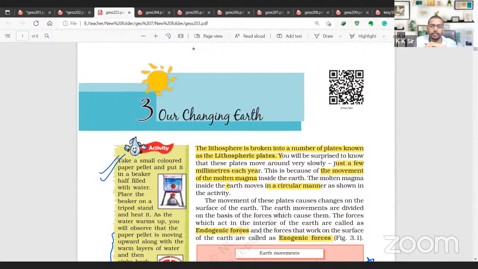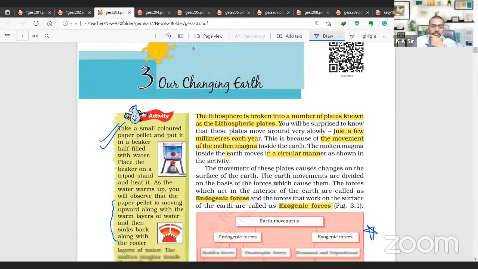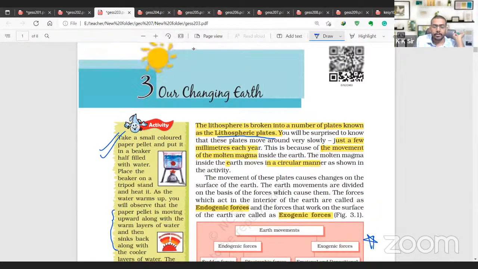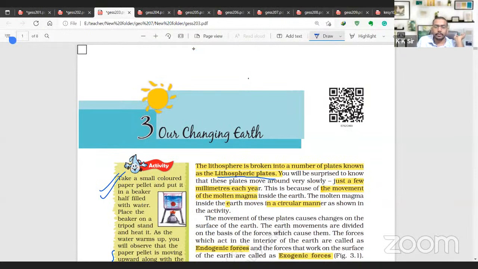So how does our earth's surface change? Why do we have so many different kinds of landforms? Lithosphere that we know is broken into plates known as lithospheric plates. हमने अभी तक क्या पढ़ा कि the rock part of the earth is lithosphere, or the solid part is lithosphere. This solid part of the earth is broken into different plates.